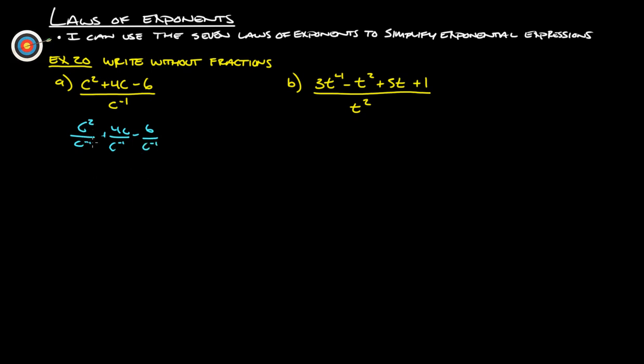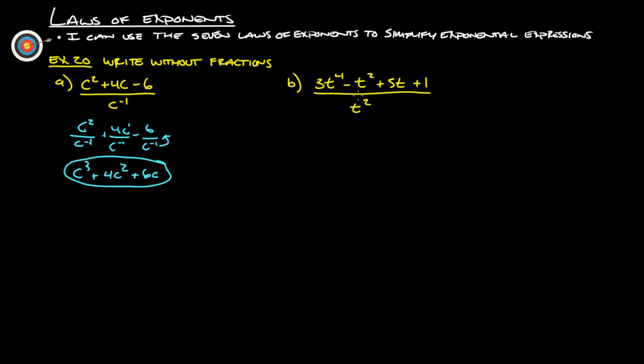2 minus negative 1 is actually 2 plus 1, so that's going to be c cubed. That's c to the first here, right? 1 minus negative 1 is actually 1 plus 1, so that's 4c squared. And then there's no c's up here, so we just move this up to the top, and it turns into 6c to the positive first. So we just end up with that.